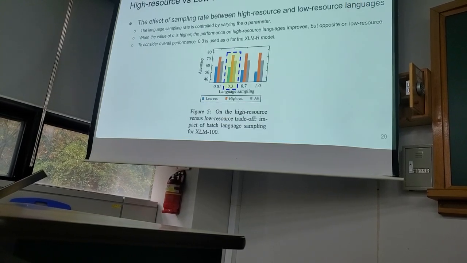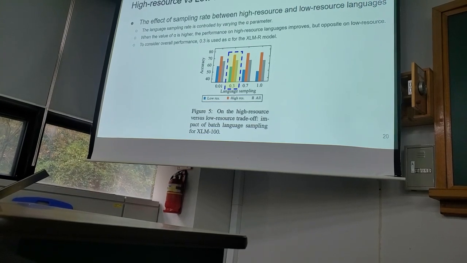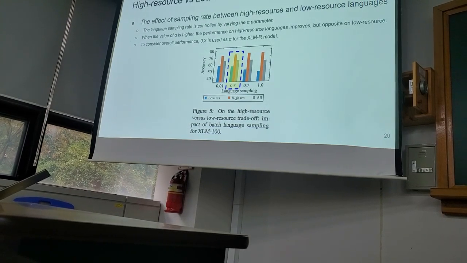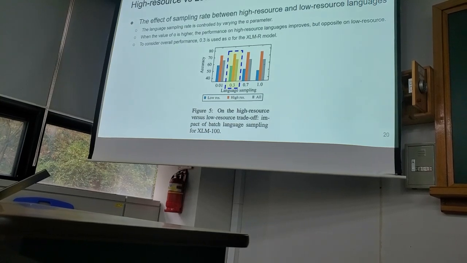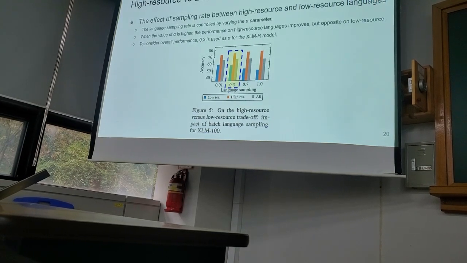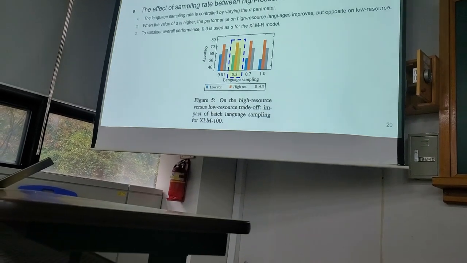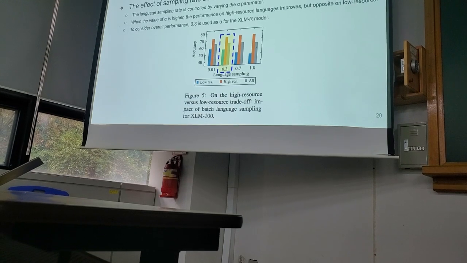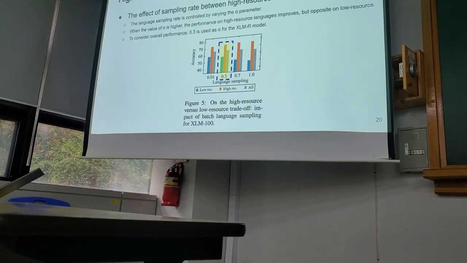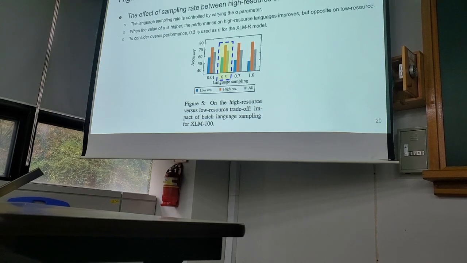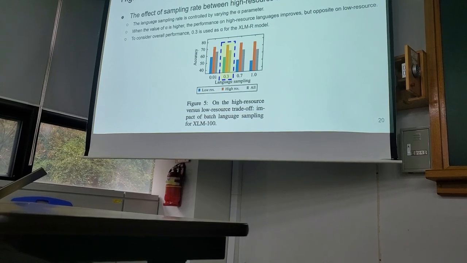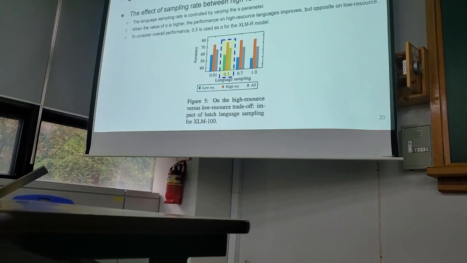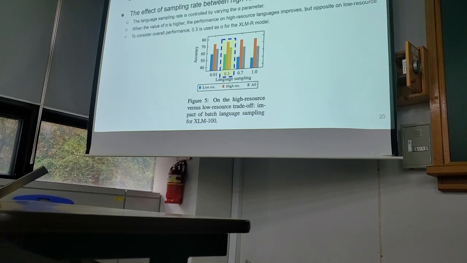Secondly, I will explain the effect of the sampling rate between high resource and low resource languages. The sampling rate is controlled by the alpha parameter. As you can see in this figure, when the value of alpha is higher, the performance on high resource languages goes up. However, it goes down on low resource languages. So to consider overall performance on high resource and low resource languages, the XLM-R model is trained using an alpha of 0.3.